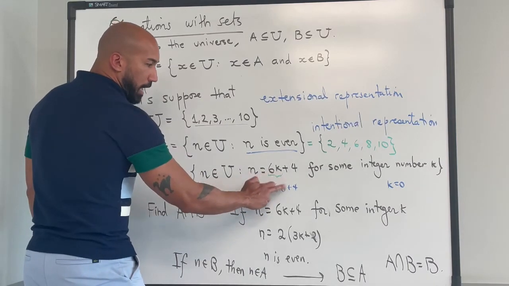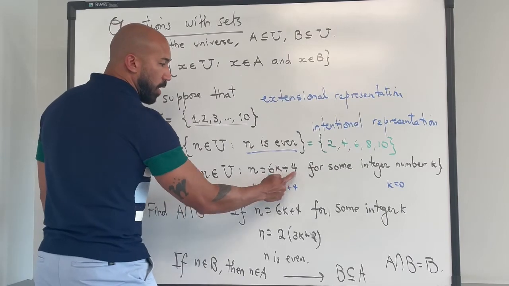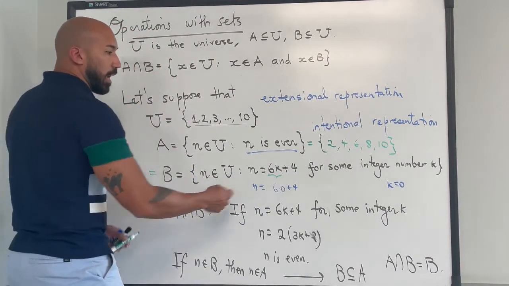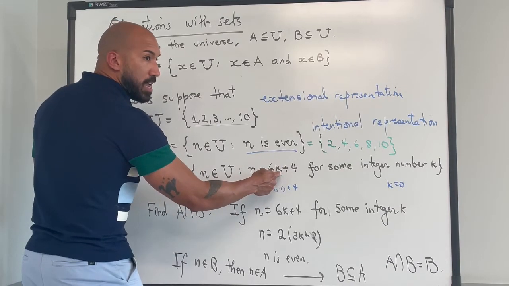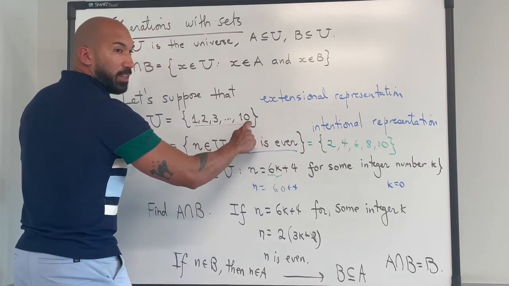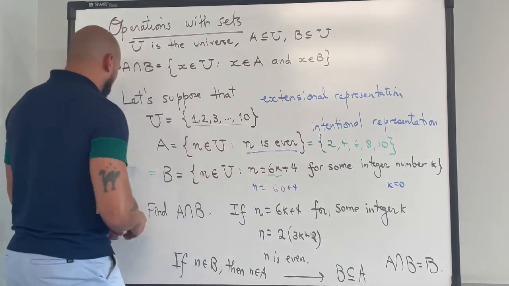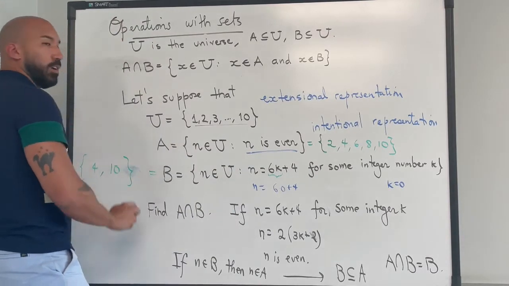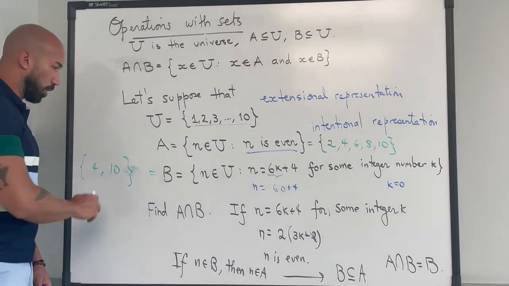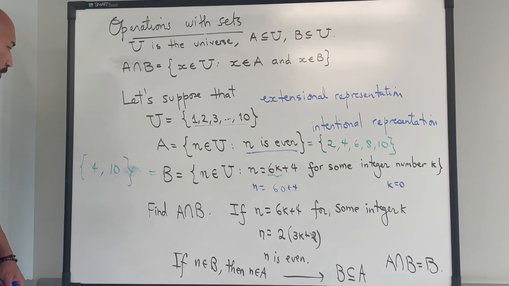So we have k = 0 producing 4. K = 1 is producing 10, which is in the universe. And if we continue increasing k, all the results are going to be bigger than 10. But 10 is the biggest element in our universe, so other positive values of k are not producing any element in U. So B is the set whose only elements are 4 and 10.